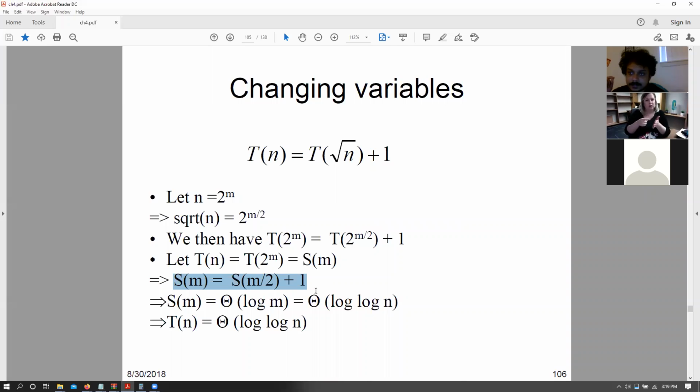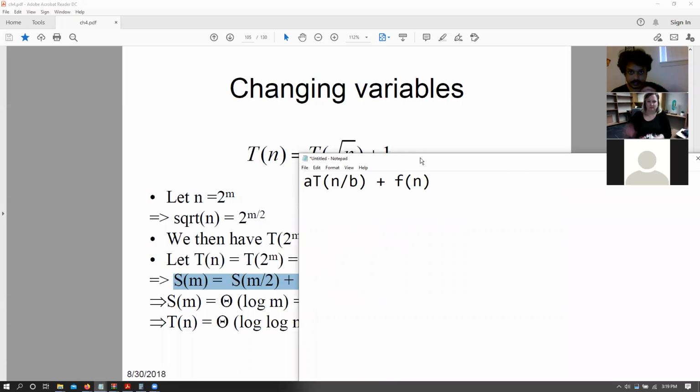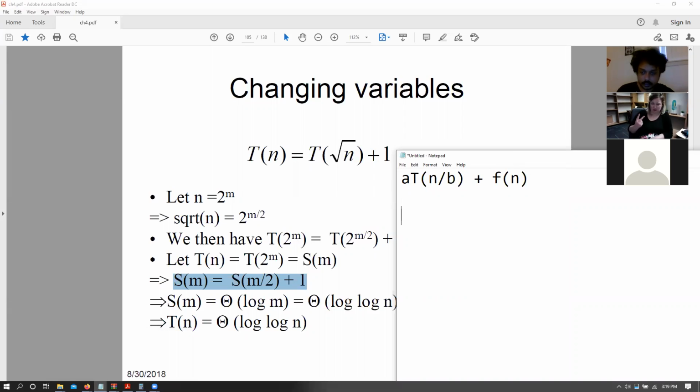Which master method applies? A is 1, B is 2, f of n is 1. Case 2. Yeah, so in this particular case, A is 1, B is 2, and f of n is 1.